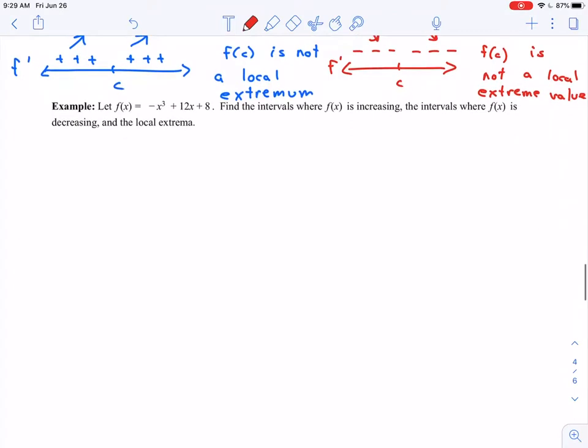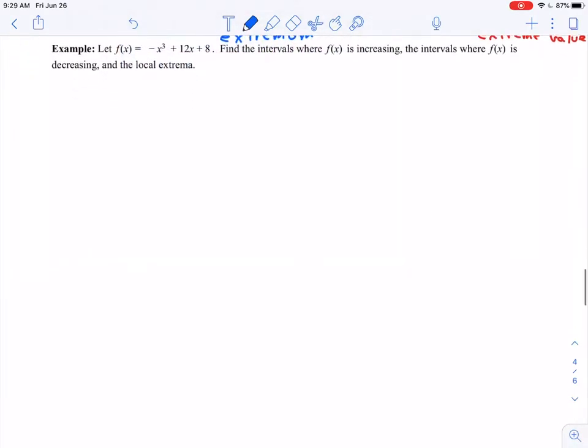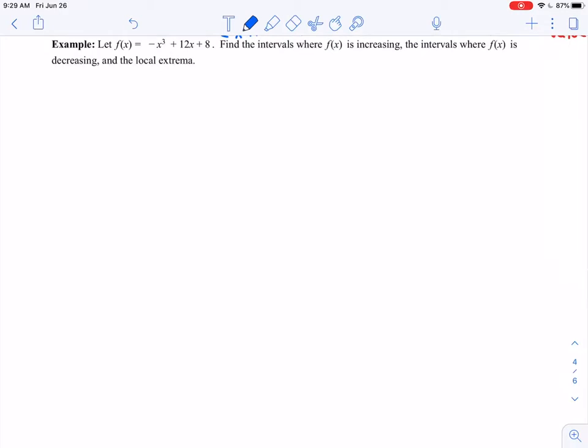So we're going to look at a few examples here. First up, I have f of x equals negative x cubed plus 12x plus 8. We would like to find the intervals where f of x is increasing, the intervals where f of x is decreasing. So first of all, we've done this before. The new part is the local extrema.